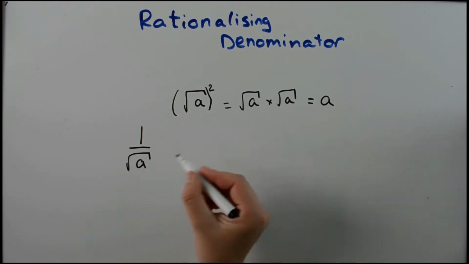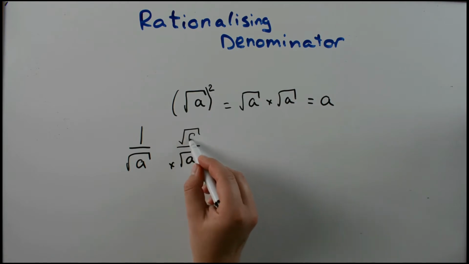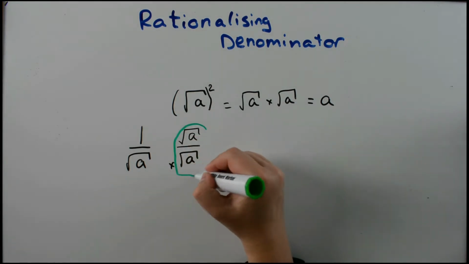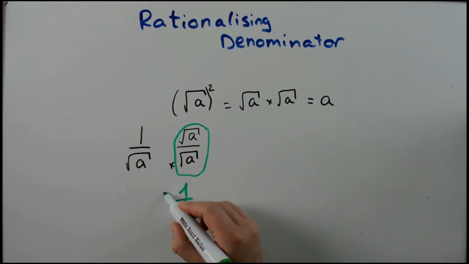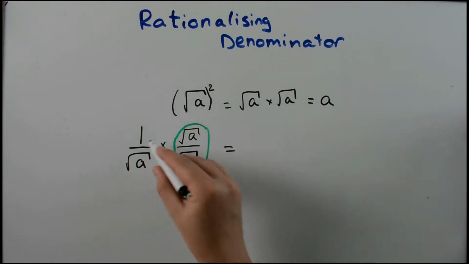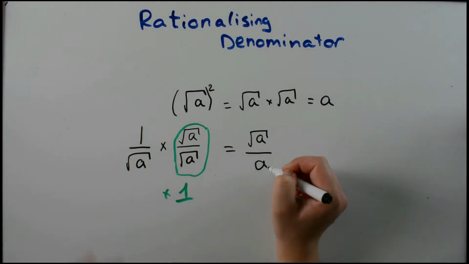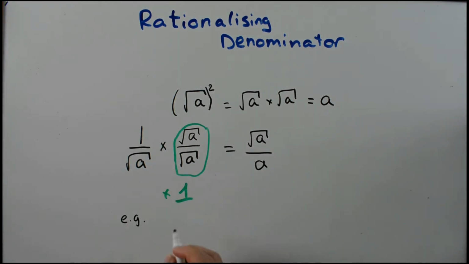So all you need to do to rearrange this fraction is times it by square root of a over square root of a. It is important that you times the numerator as well as the denominator, as you cannot change the value of the fraction, so you have to times it by overall 1. Okay, and if you multiply it all out, it becomes square root of a over a.